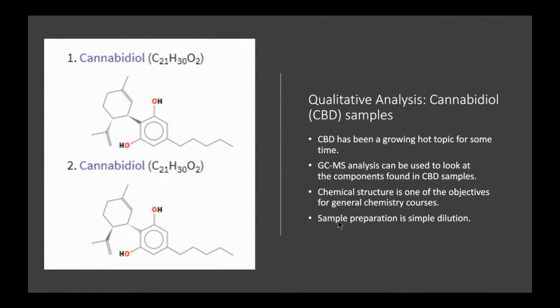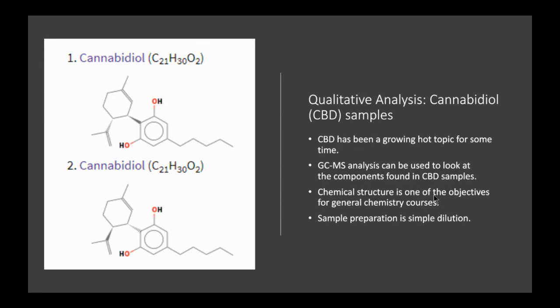So first thing about CBD, I think most people have heard of CBD. If you go to the grocery store, I know in the checkout lines at the grocery store, they have CBD products. I'm pretty sure they're sold in the malls. I'm pretty sure they're sold at the vitamin shop, the GNC. You can order them from all over the place. So it's become a very hot topic. GCMS analysis can be used to look at the components found in any of these CBD samples.